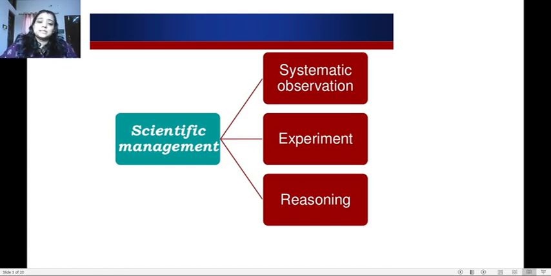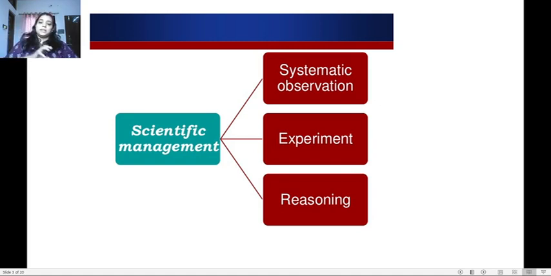Now, again, scientific management says every happening will have a reason. Why? Because it has been experimented with first and proper observation is done, so I can find out the reason why this failure has happened, or why the people are not working effectively.